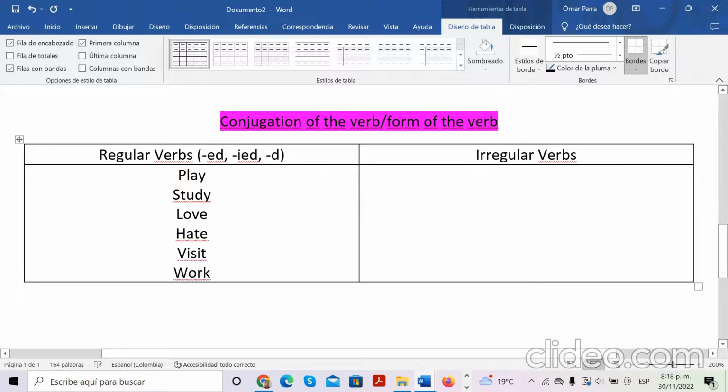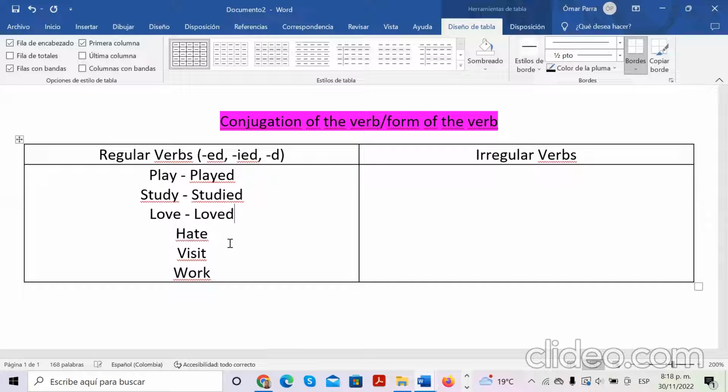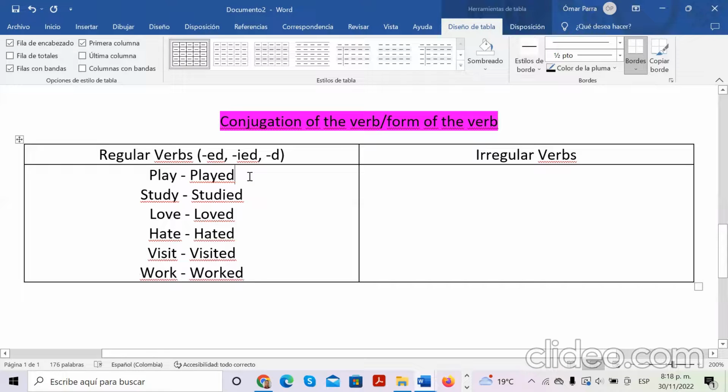Okay, so simply we add one of these endings to the verbs. Play, played, study, studied, love, loved, hate, hated, visit, visited, and work, worked. Now, something that is also very important when it comes to pronunciation is the final sound. For regular verbs in past simple, we have three possibilities, okay?